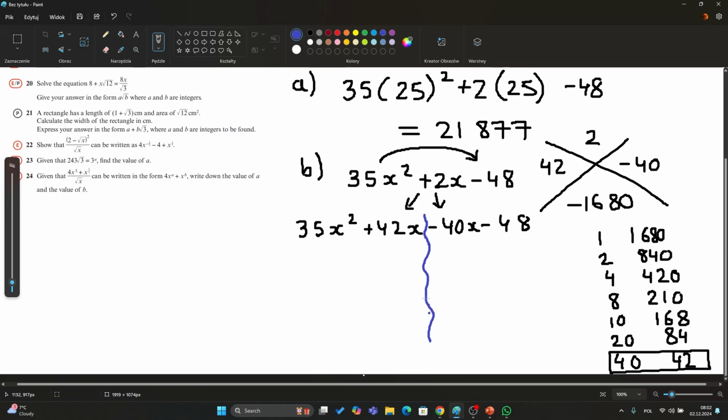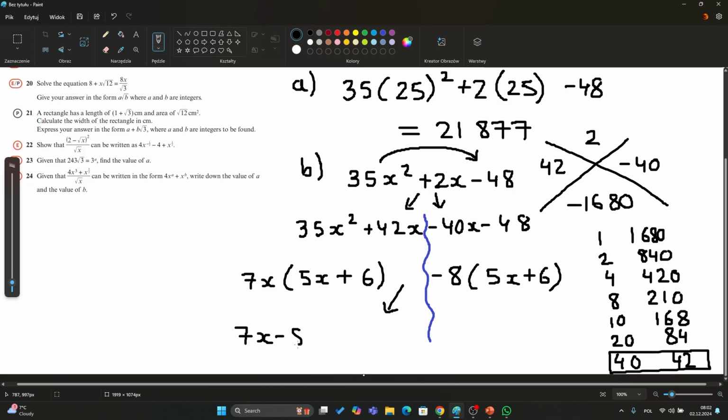And then we factorize each of the parts. So here it will be 7x and 5x, and here plus 6. And here it will be minus 8 and 5x plus 6. So the final answer will be 7x minus 8 and 5x plus 6.